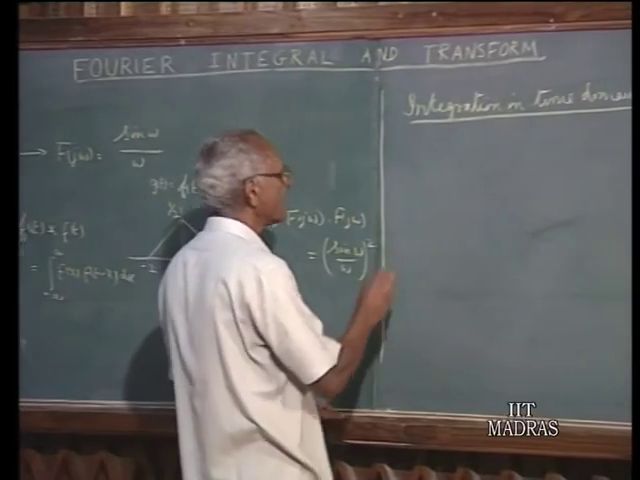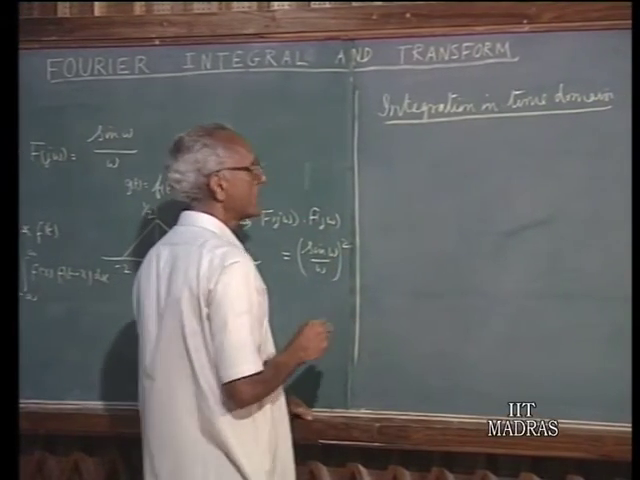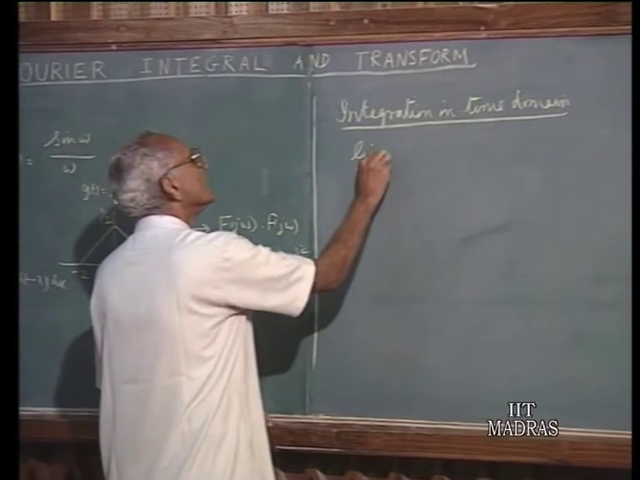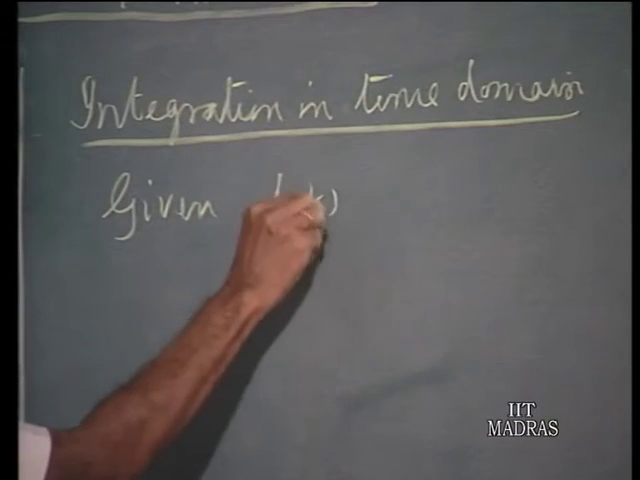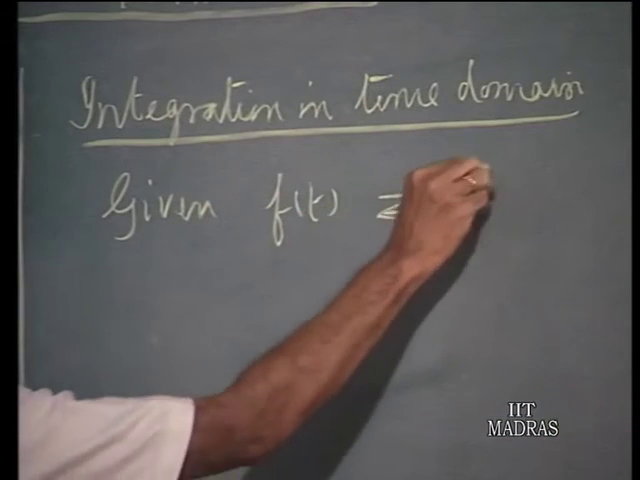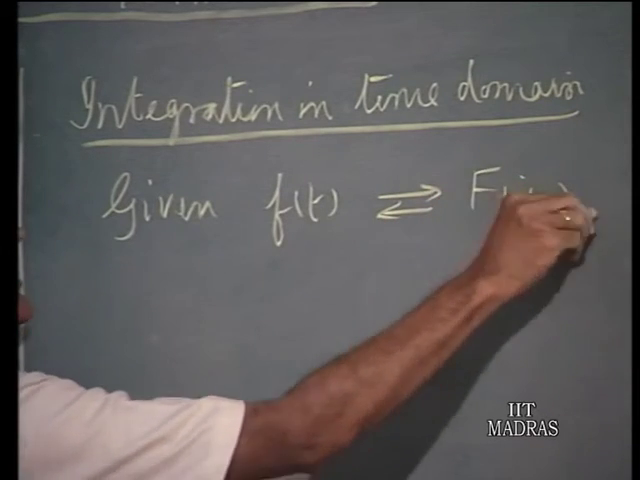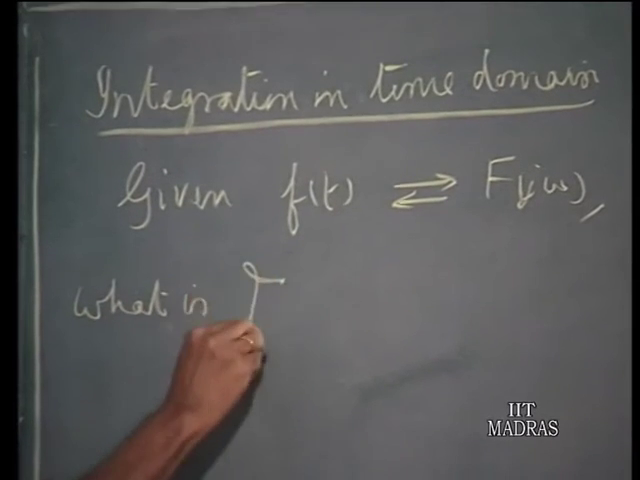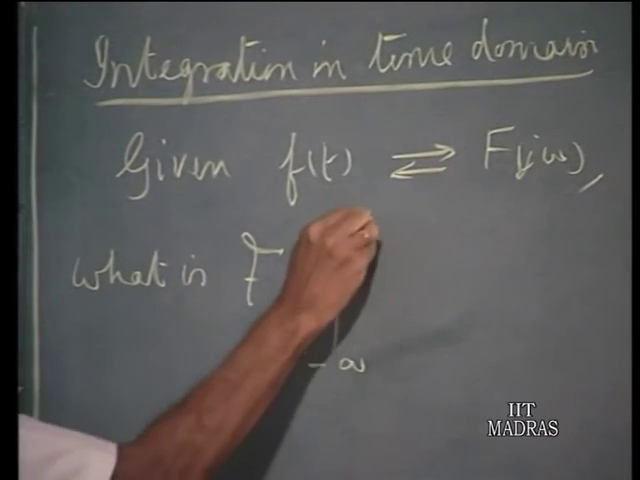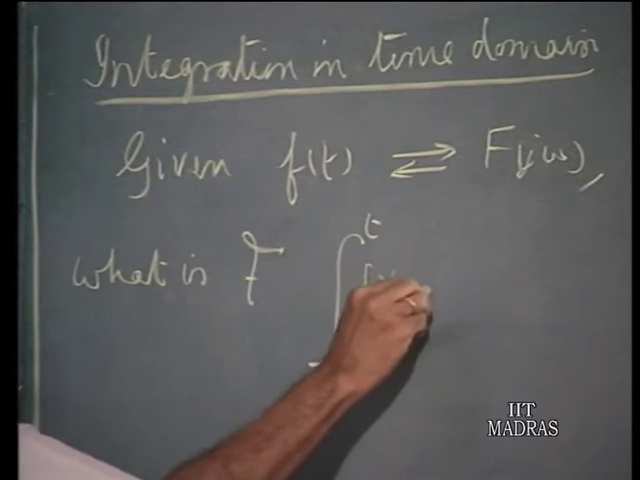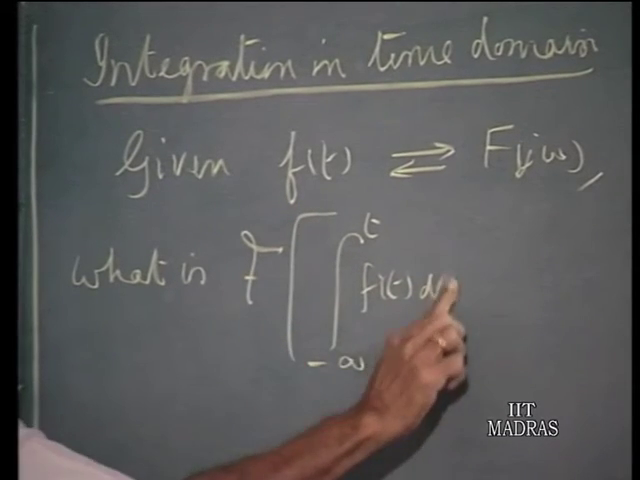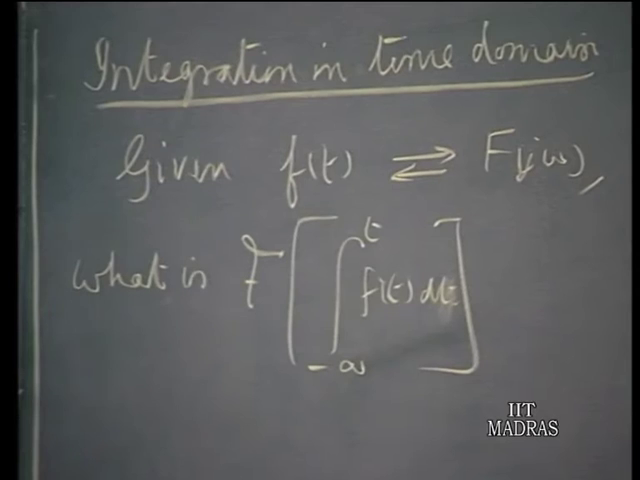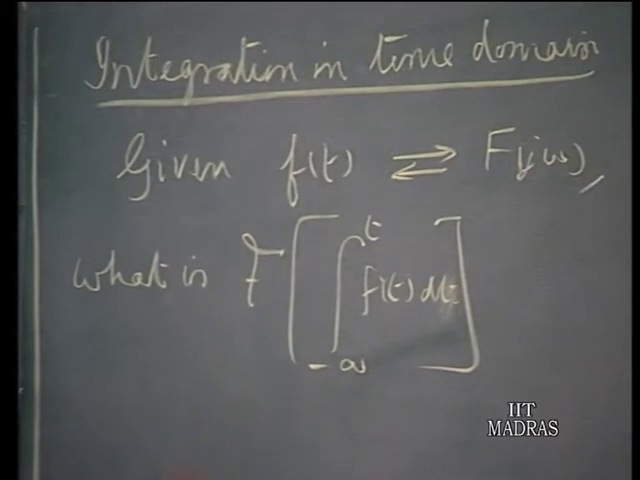What in particular we would like to work out is, given f of t and F of j omega as a transform pair, what is the Fourier transform of the integral of f of t dt from minus infinity to t. So, this is a function g of t which is obtained by integrating f of t from minus infinity to t.